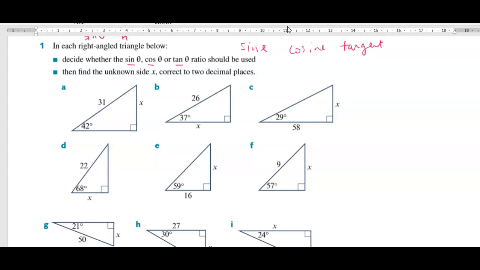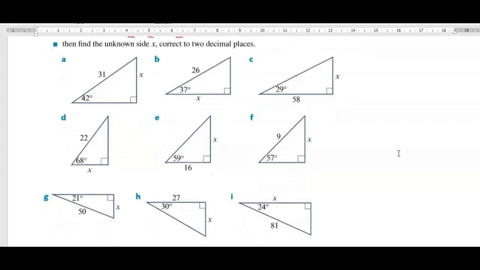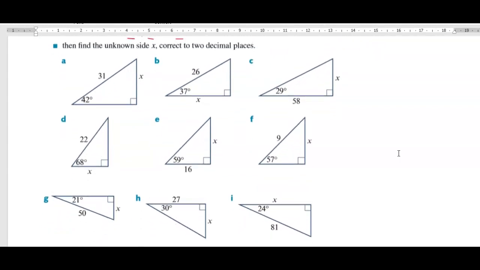Now, when I'm doing anything in trig, I always label my sides first. So looking at A, the longer side is always your hypotenuse. The side opposite your angle is your opposite, so O, and there's theta. So I'm going to put theta there.